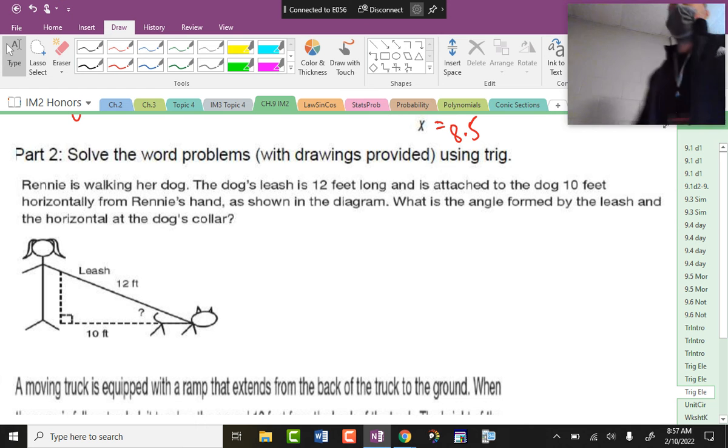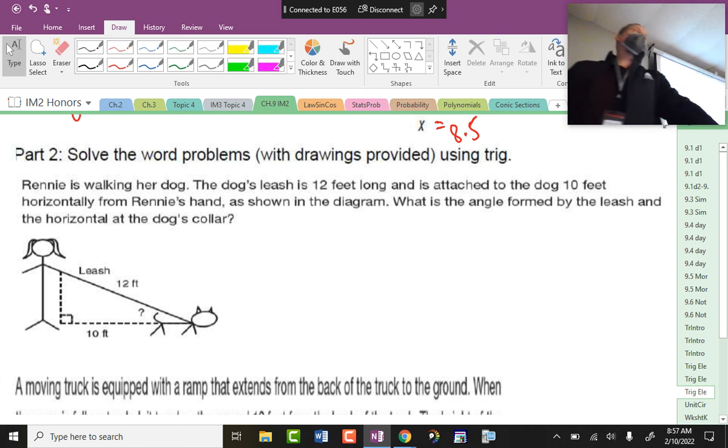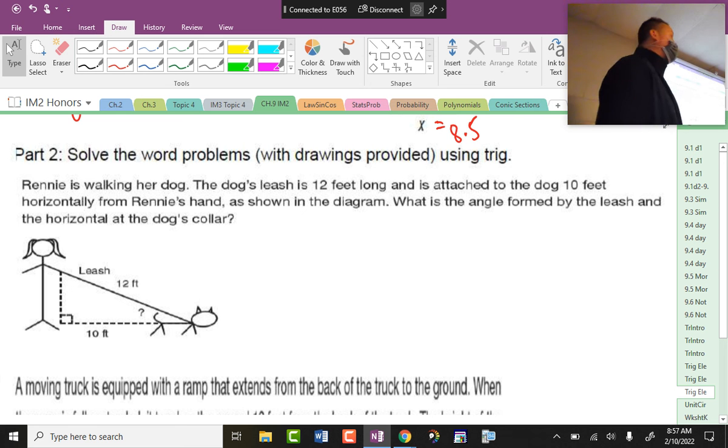That's not the point. On your test, quiz, whatever you want to call it, no drawings will be provided. So you will have to know how to draw the picture from the reading. I always find this to be a reading test, and it's always crazy what students come up with for some of their drawings. I think it's a reading issue.